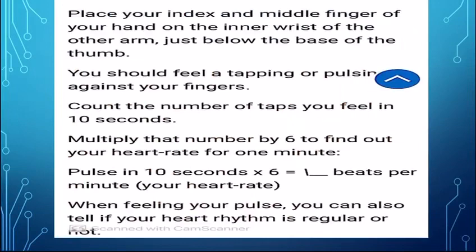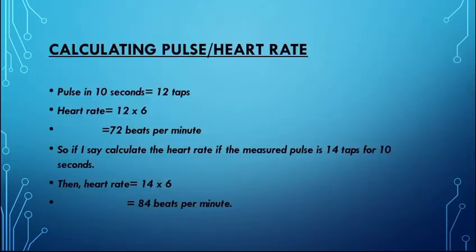So pulse in 10 seconds, for example, if we take an example of 12 taps, just simply multiply 12 by 6 and the answer will be 72 beats per minute. Similarly, if you are given a question with the number of pulses already mentioned, for example, calculate the heart rate if the measured pulse is 14 taps for 10 seconds, then you will simply multiply 14 by 6 and the answer will be 84 beats per minute.